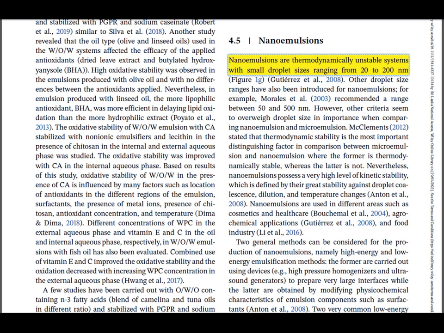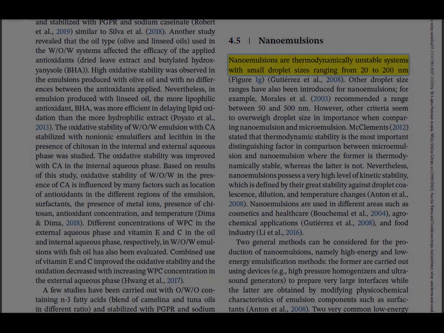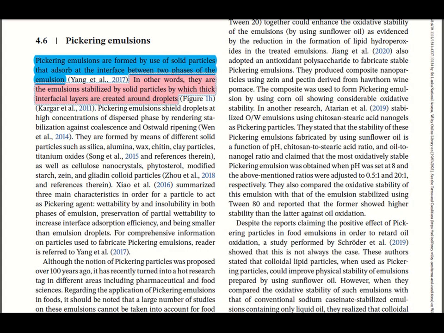Nanoemulsions are thermodynamically unstable systems with small droplet sizes ranging from 20 to 200 nanometers. Pickering emulsions are formed by the use of solid particles that adsorb at the interface between two phases of the emulsion. In other words, they are emulsions stabilized by solid particles, by which thick interfacial layers are created around droplets.